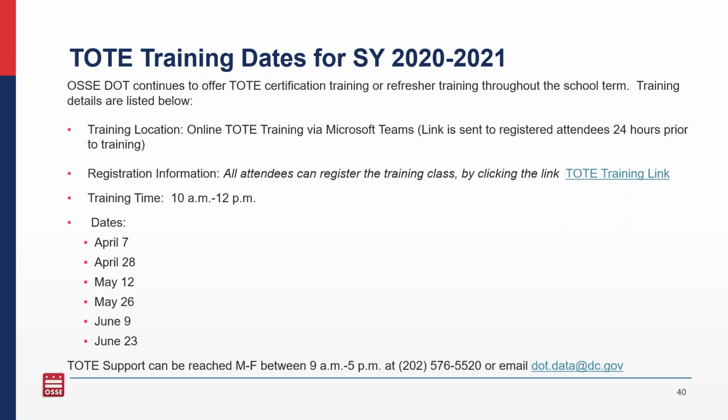And if you have any questions, you can always reach out to the TOTE support team via email or telephone. We'll be answering the phones from 9 to 5 p.m. and the number is 202-576-5520.